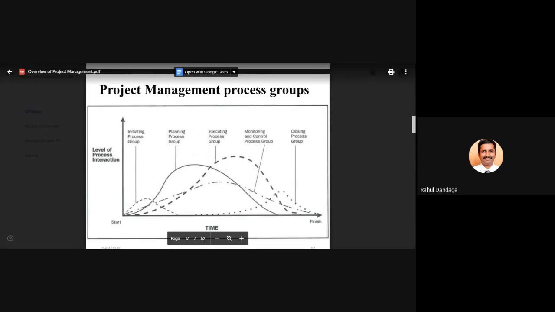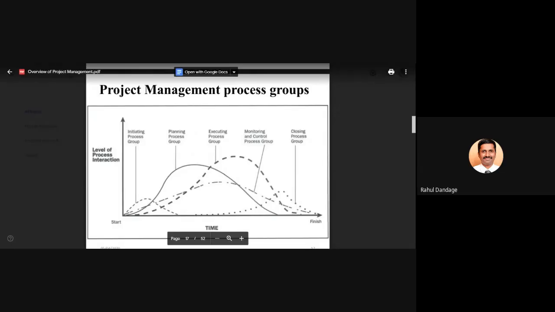If you compare the width, or the time frame over which each group is involved, the planning process group covers almost 75% of the project life cycle. The executing process group covers almost 85 to 90% of the project life cycle. The monitoring and control process group is spread over almost 100% of the project life cycle, and the initiating and closing process groups require the minimum time span over the project life cycle.